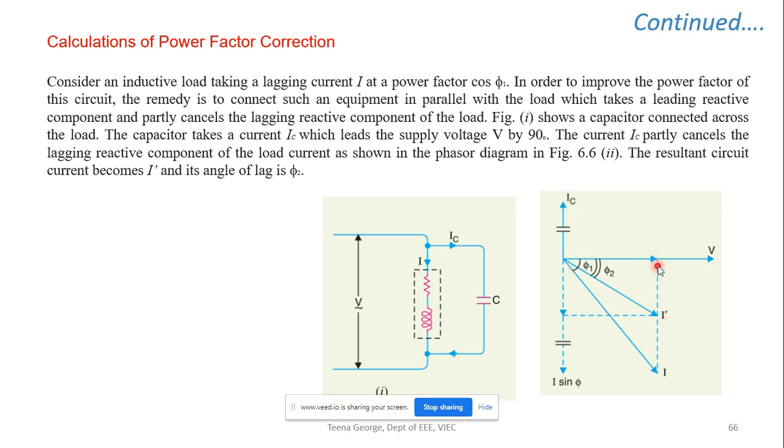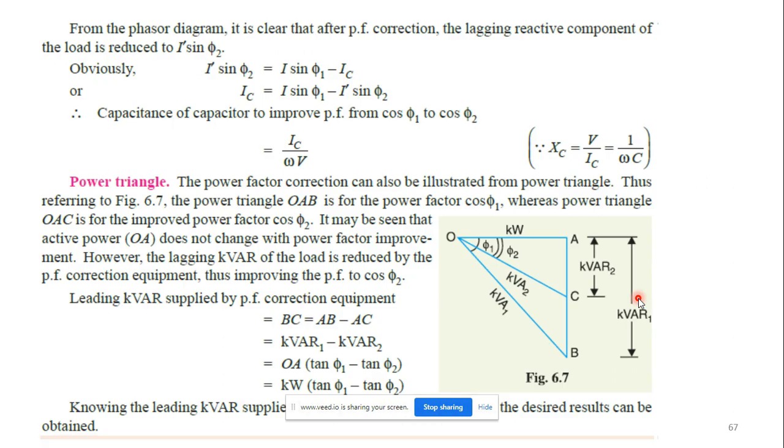This IC will be this portion. I dash sin phi 2 equals I sin phi 1 minus IC, or IC equals I sin phi 1 minus I dash sin phi 2. The capacitance of the capacitor to improve the power factor from cos phi 1 to cos phi 2 is given by IC by omega V, or XC equals V by IC, or 1 by omega C. Like that we can find the value of capacitance C.